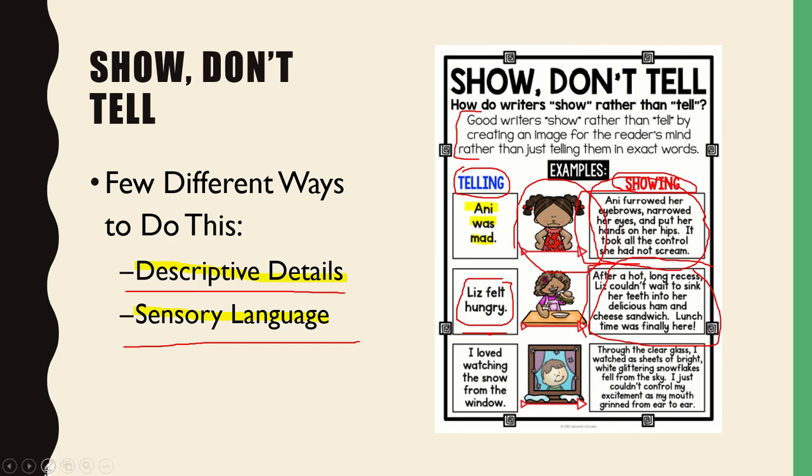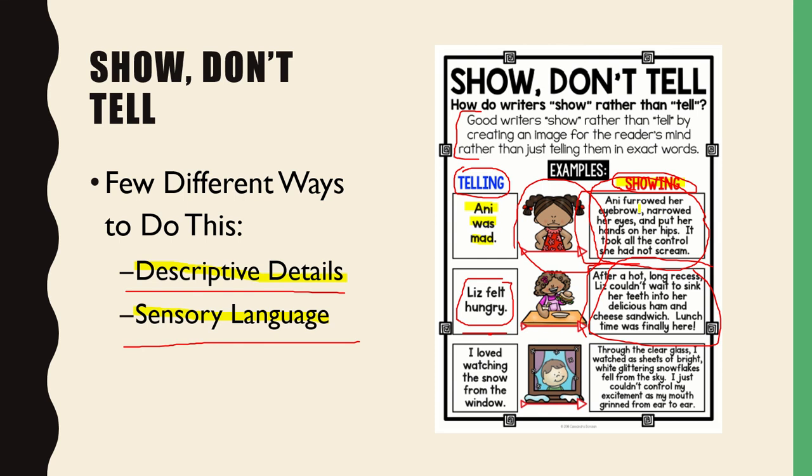But if you look over here, if you're looking over at the showing part, Anaya furrowed her eyebrows, narrowed her eyes, and put her hands on her hips. It took all the control she had not to scream. So that's a little bit more descriptive than just Anaya was mad.